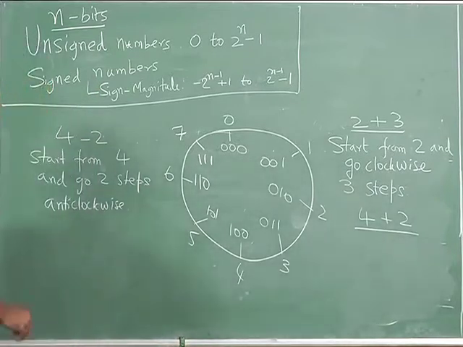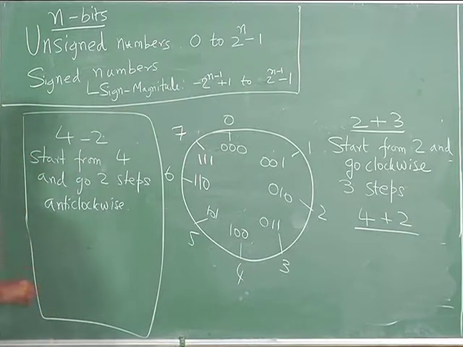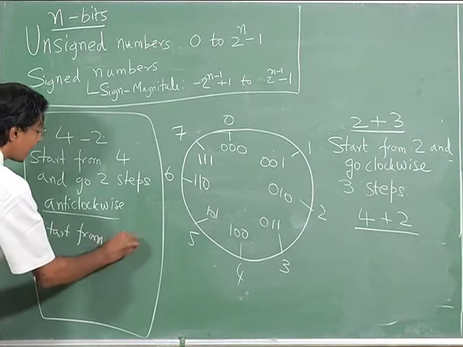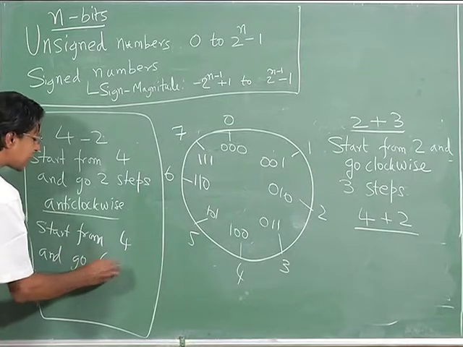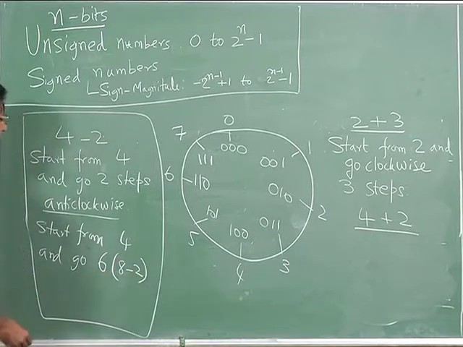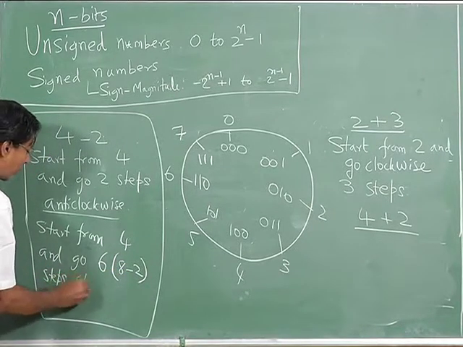So this 4 minus 2 can be realized as: start from 4 and go 6 steps clockwise. This 6 is realized as 8 minus 2.